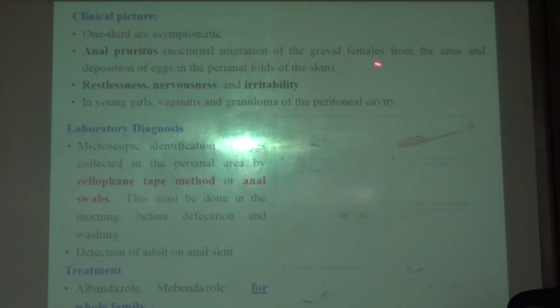Nocturnal migration of the gravid females from the anus and deposition of eggs in the perianal folds of the skin. Patient may feel restlessness, nervousness and irritability. So this is the very common thing, and it is different from other organisms also regarding its diagnosis. So how do we diagnose it? As I have told you, these eggs are around the anus. So we can take the sample from anus region. How do we take the sample? We can take through anal swab, or we use a cellophane tape.